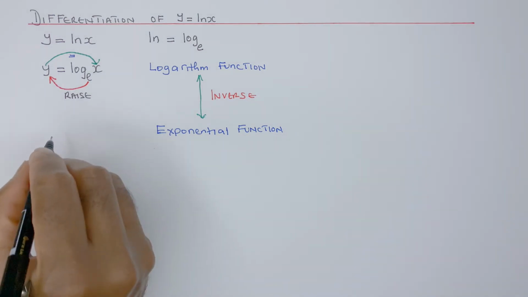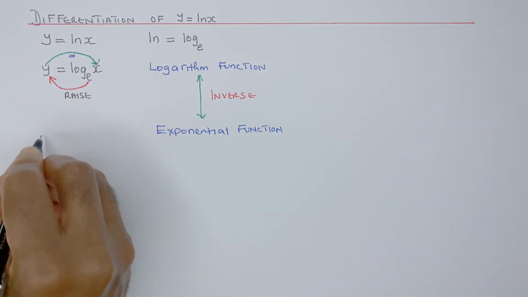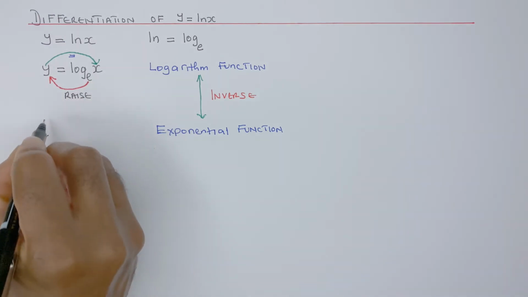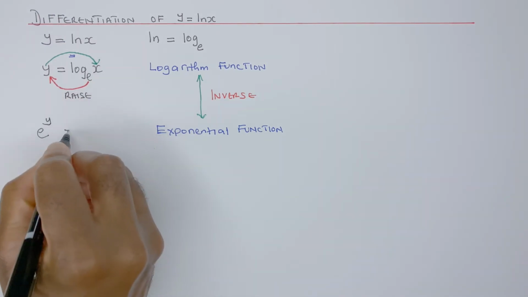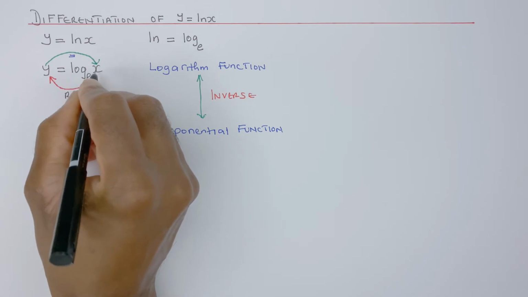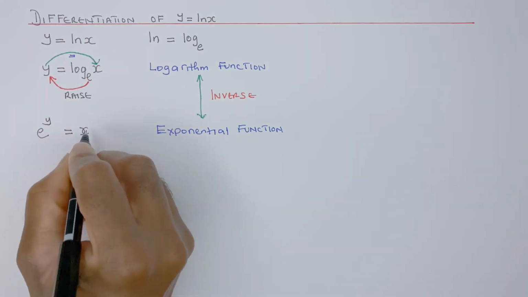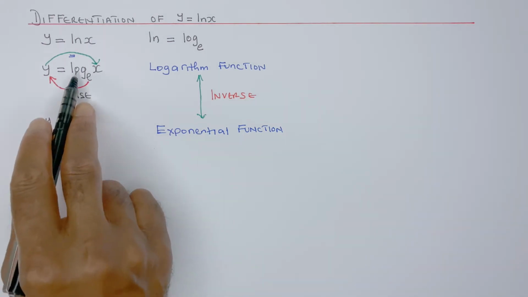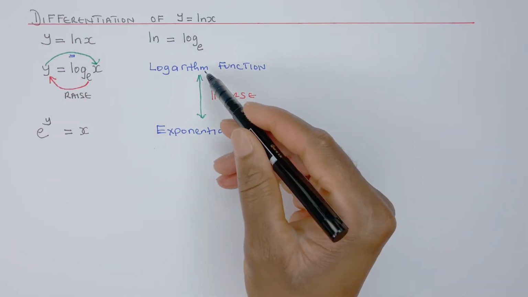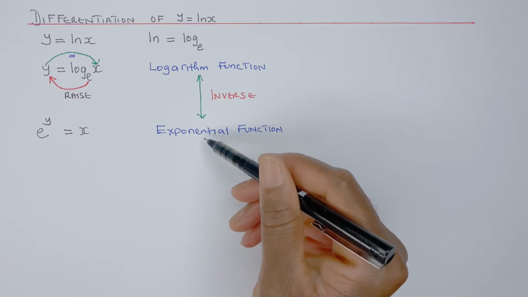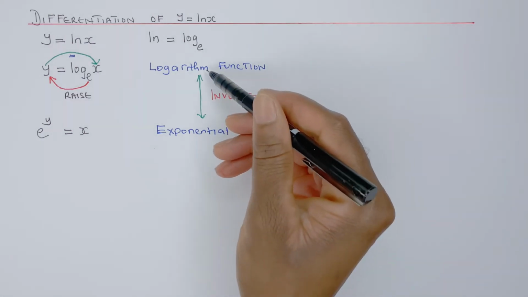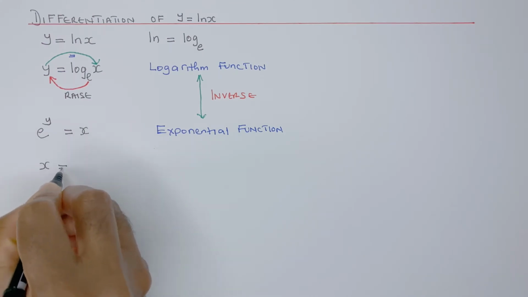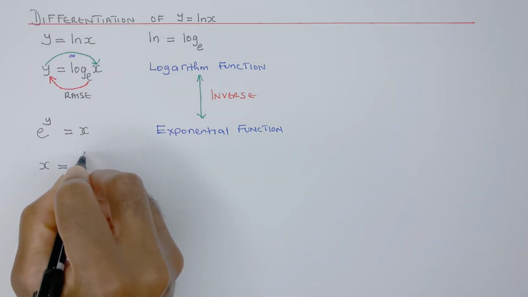Okay, so let's do that. We've got e, so we write e down. We're going to raise it to the power of y, so we put y there, and that will be equal to whatever is in here, in this case x. So this is now an exponential function, and that is a logarithm function. We use logarithm to solve exponential, and then we use exponential to solve logarithm. Let me write this again: x equals e to the power of y.